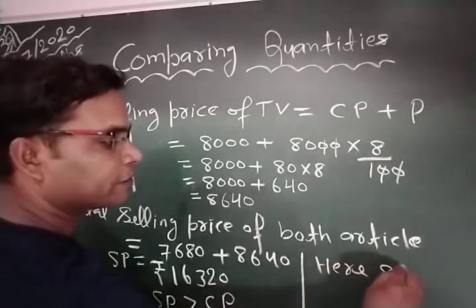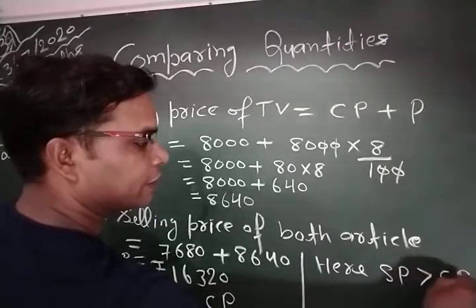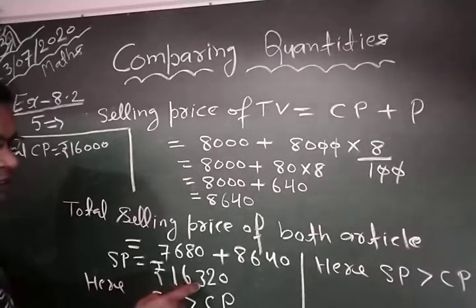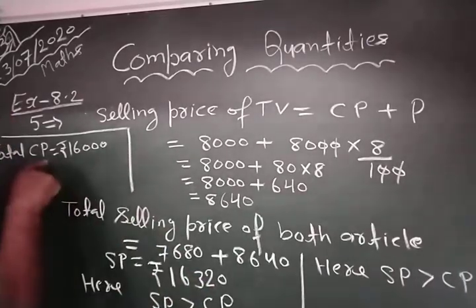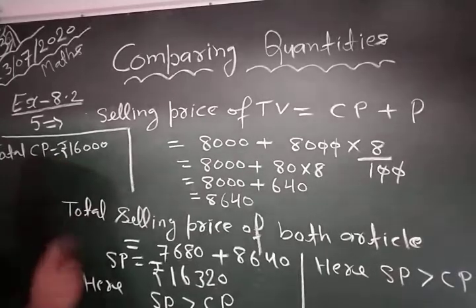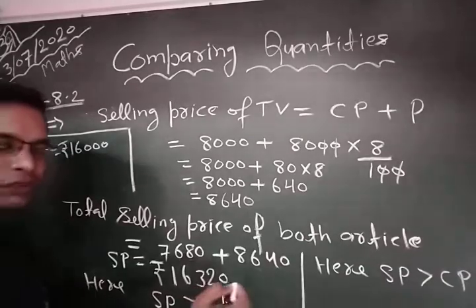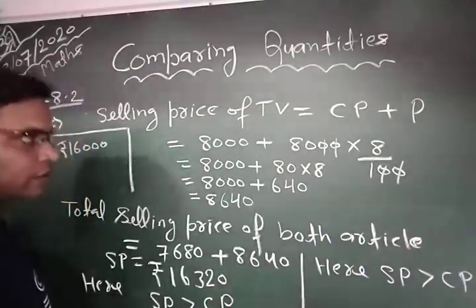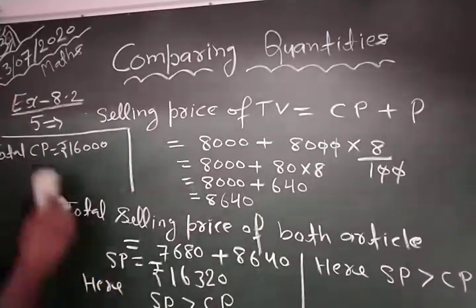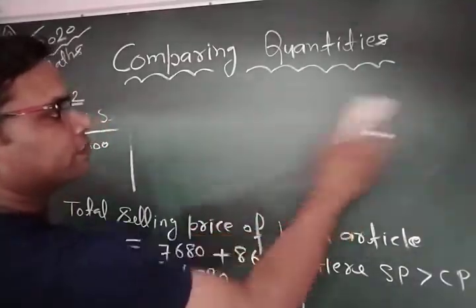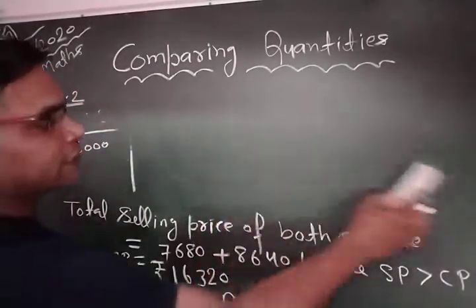Here SP is greater than CP, because the total selling price is 16,320 and the cost price is only 16,000. So you can say the shopkeeper has a profit in the whole transaction. Okay, so what is profit? Profit is equal to SP minus CP.